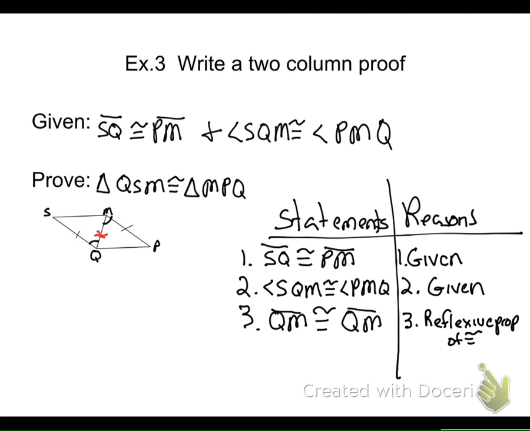So now we have side, angle, side, side, angle, side. So we are able to show that triangle, let me use my black again. So step 4, we have triangle, and that's my proof statement, QSM is congruent to triangle MPQ. And we know that by side, angle, side.